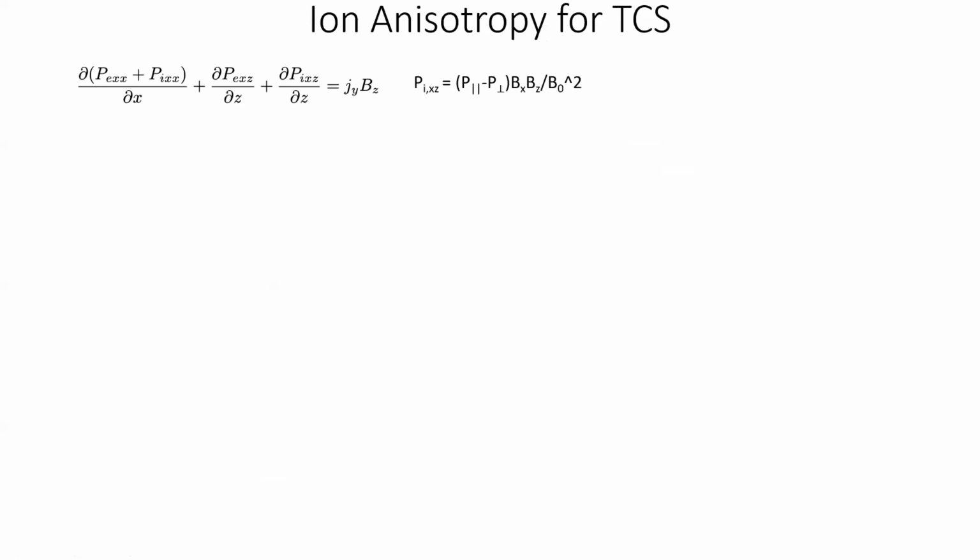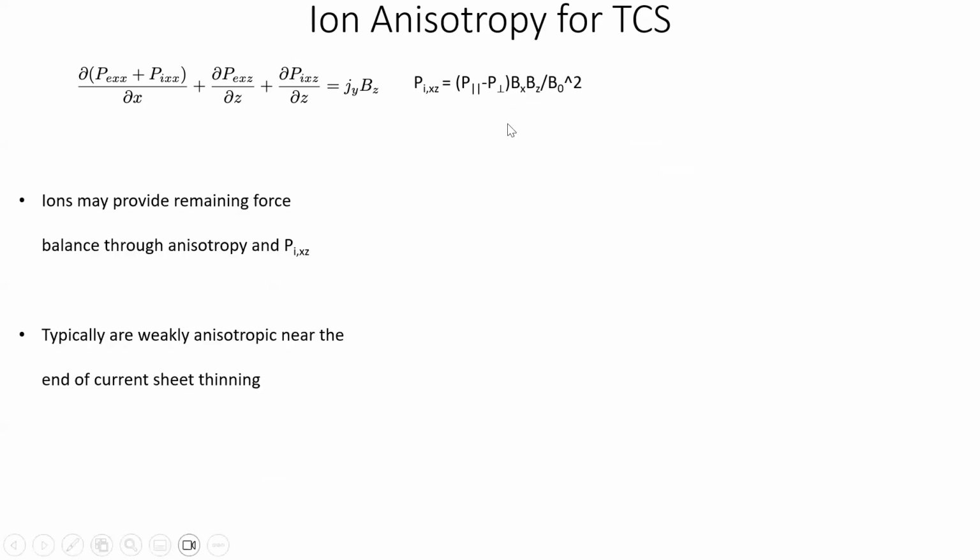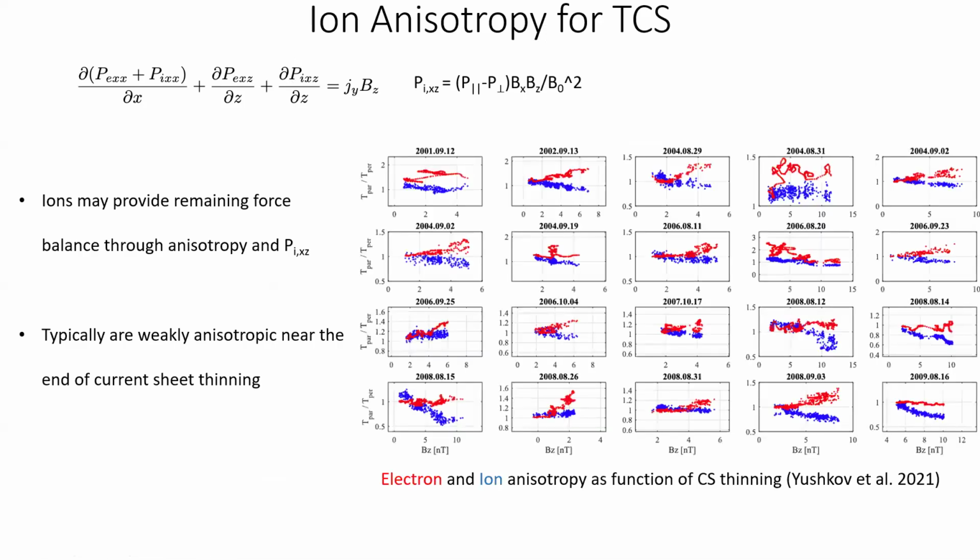So let's take a look at the ions. Going back to this force balance equation, you have the isotropic pressure component, the electrons, and then the ion off-diagonal pressure compared to J cross B. You can see that if you have a gyrotropic plasma, that off-diagonal pressure is just going to come straight out of P parallel and P perp, like this, according to this equation right here. So there's a thought that if you have ion anisotropy, maybe that will get you your force balance.